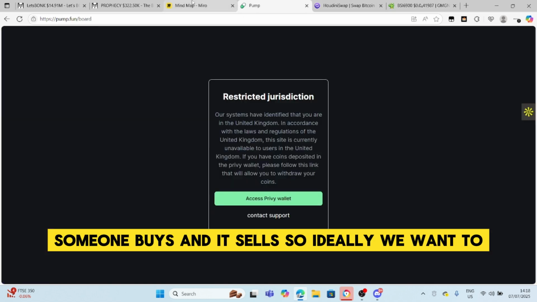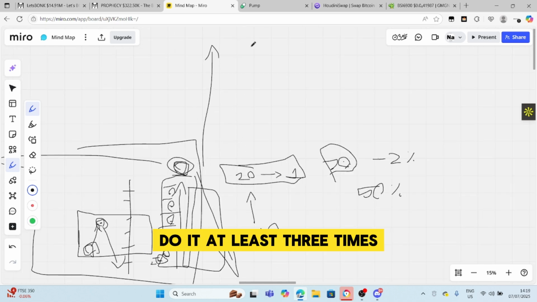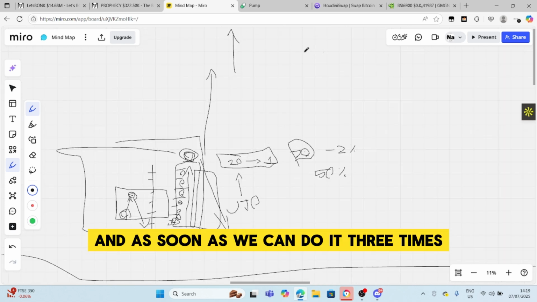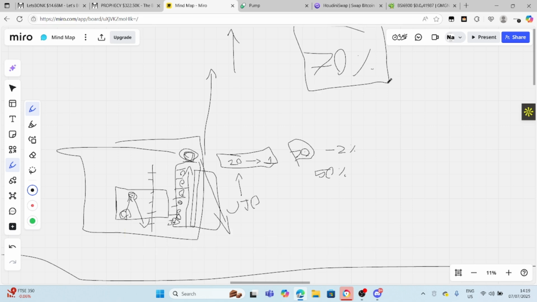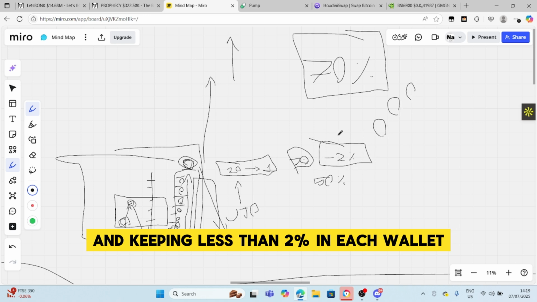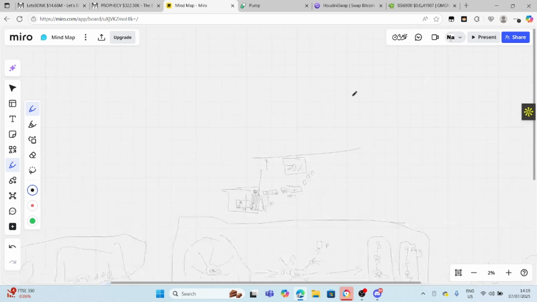So ideally we want to bundle right after a bundle, do it at least 3 times, and as soon as we can do it 3 times, we can have 70% of the supply without being detected by bubble maps and keeping less than 2% in each wallet. Here we can start our next stage.